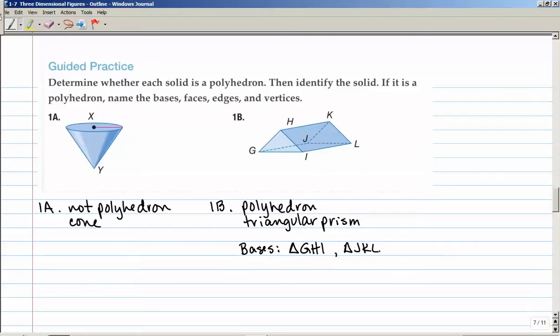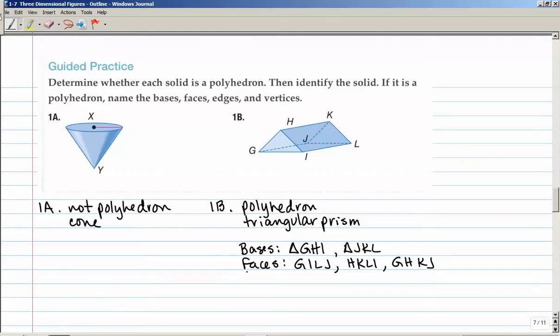Okay, the faces are the other planes, so that would be the plane on the bottom, and remember we name a plane with at least 3 letters. I'm going to go ahead and use all 4 so you can see it a little better. So GILJ. And then how about this one on the right-hand side here, HKLI. And then the rectangle that's kind of on the back there, GHKJ.